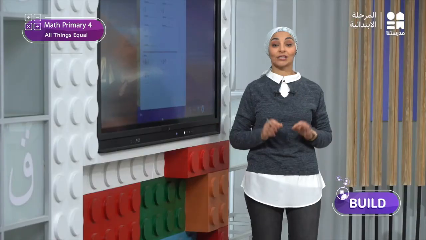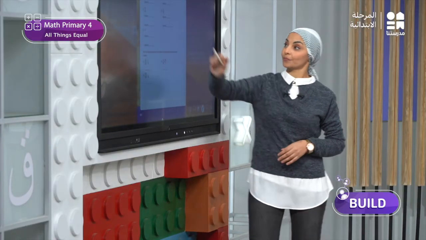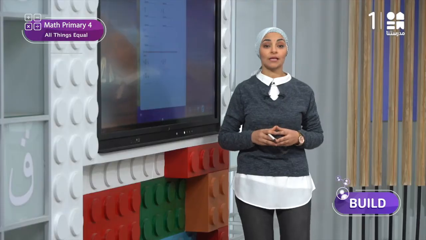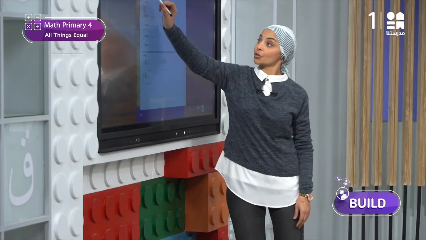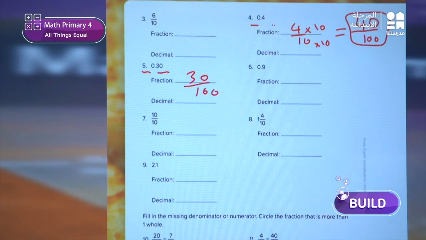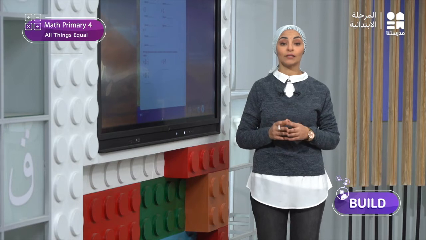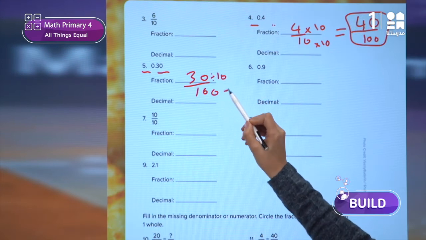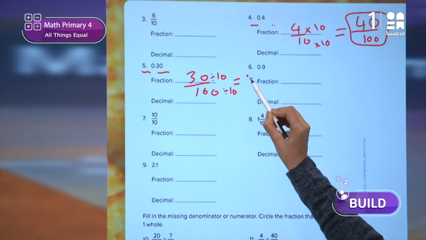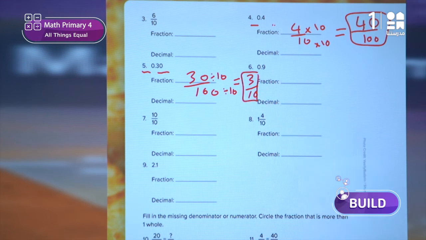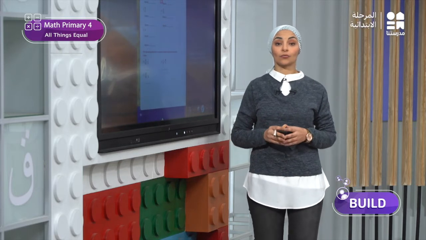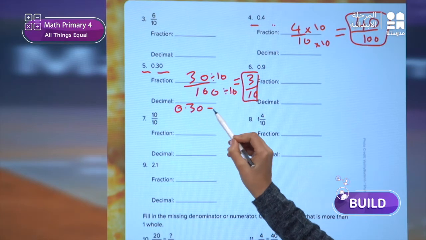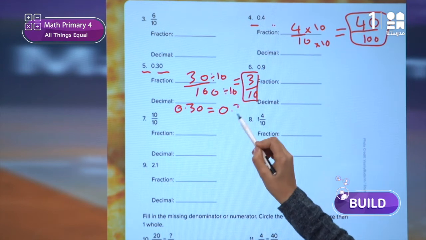After you have finished, let's check the answers together in problem number 5. Here, we have 30 hundredths. The fraction that represents it is 30 over 100, right? To find the equivalent fraction, I will divide the numerator and denominator by 10. 30 divided by 10 and 100 divided by 10, the equivalent fraction will be 3 over 10, right? What about the decimal? I can write the decimal as 30 hundredths. It is equivalent to 3 tenths.